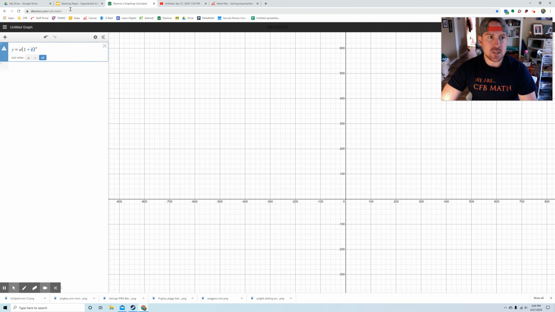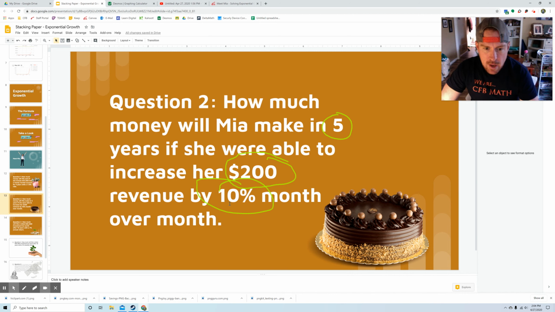Now the x is what makes it tricky, because if we are going up by 10% per month, and we want to know how much for 5 years, then we need to change years to months. So 5 years times 12 is 60. So our equation should look like this: y equals 200 times 1.10 to the 60. I hope that makes sense to you all.